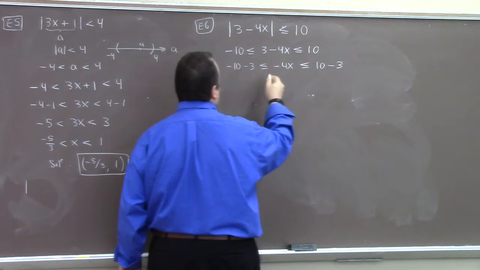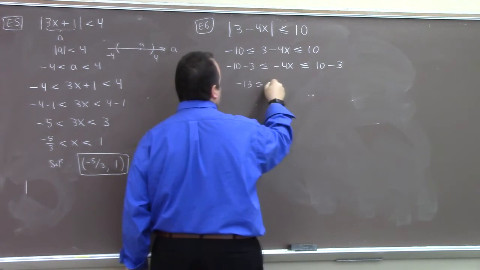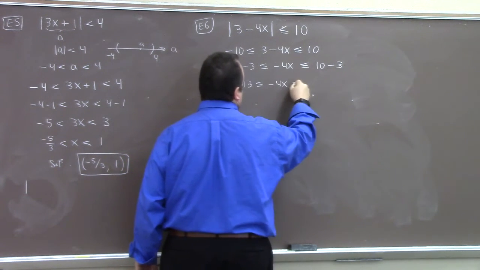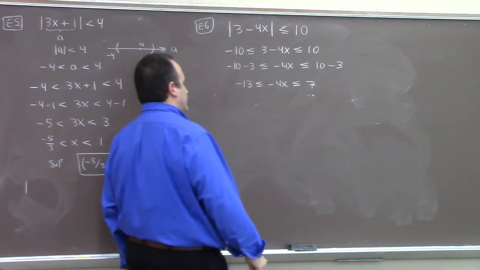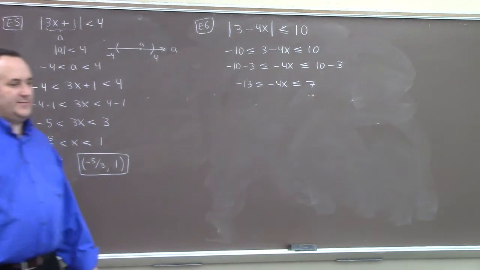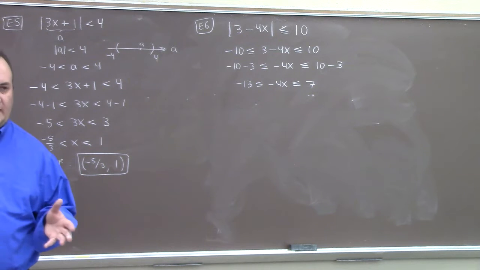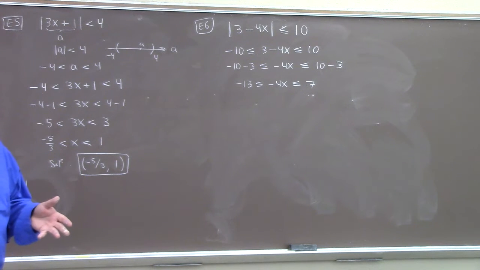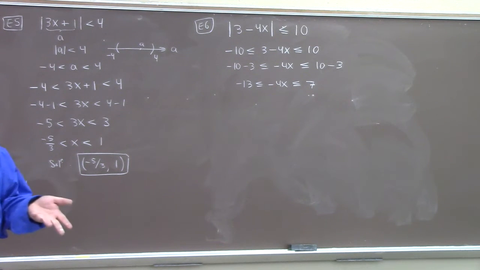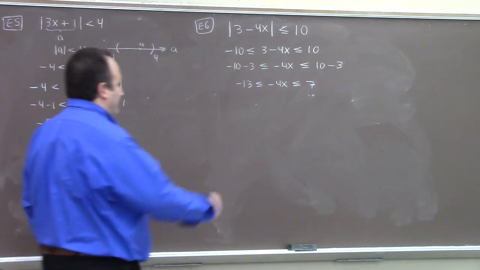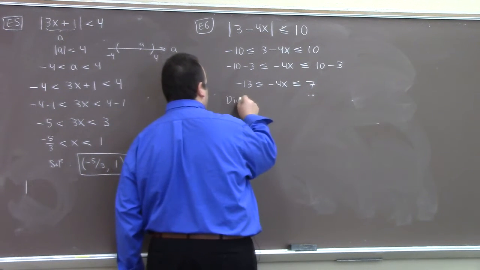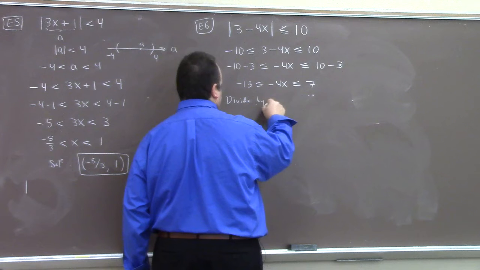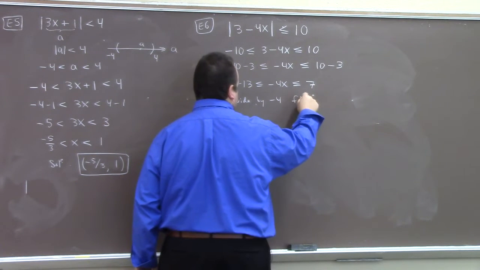Right, so minus 13. Ooh, now I've got to be careful. I've got a minus 4 multiplying the x, right? So I divide by minus 4. What do I do? It flips, right?